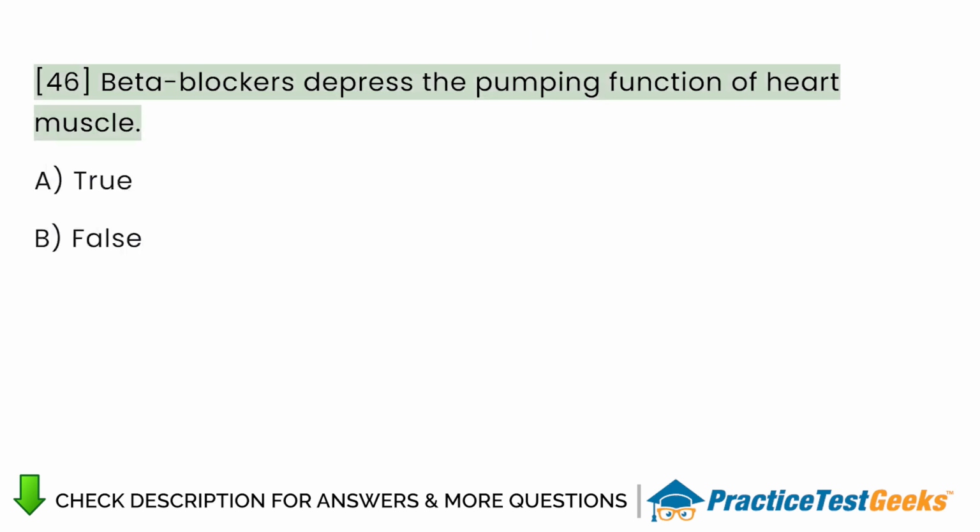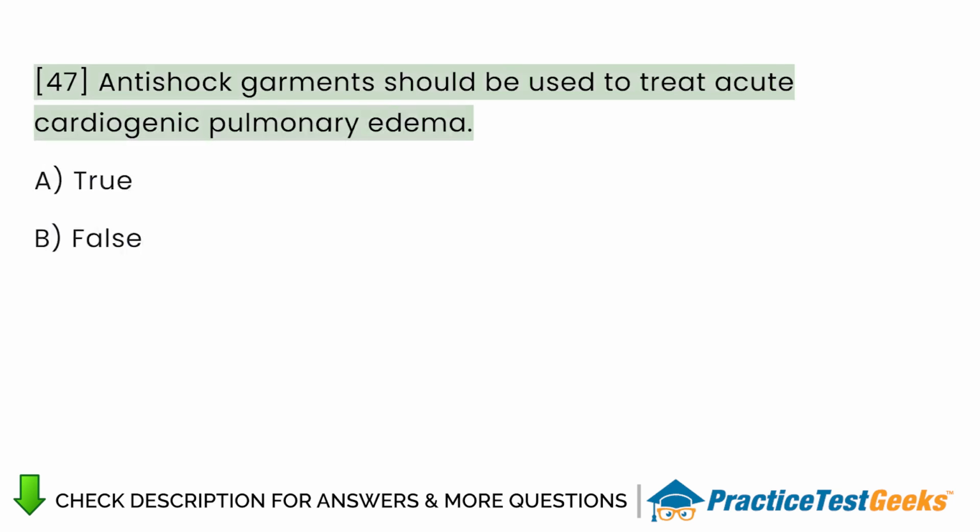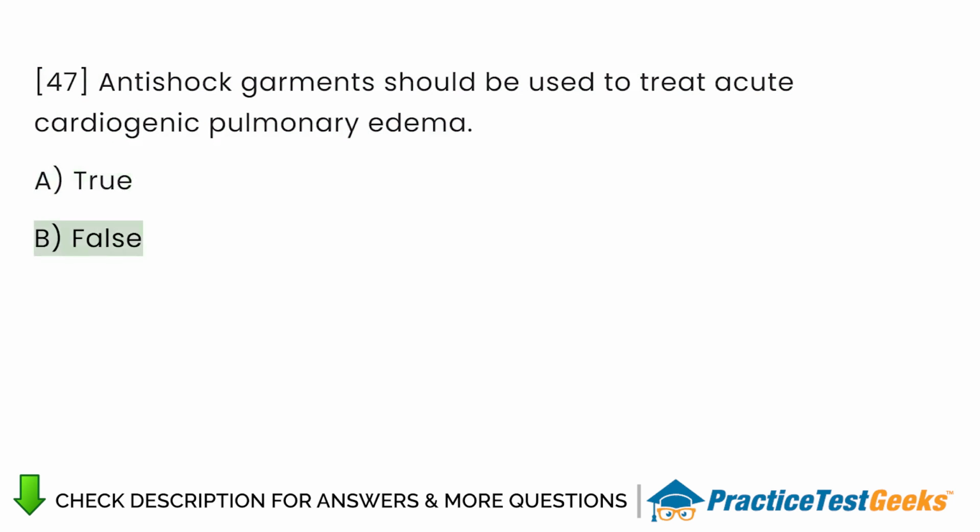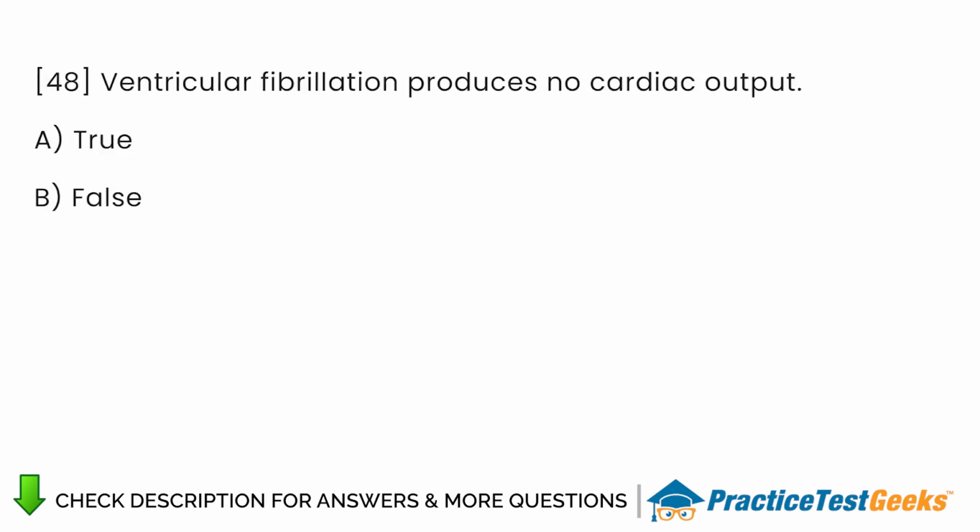Beta blockers depress the pumping function of heart muscle. A. True. B. False. Anti-shock garments should be used to treat acute cardiogenic pulmonary edema. A. True. B. False. Ventricular fibrillation produces no cardiac output. A. True. B. False.